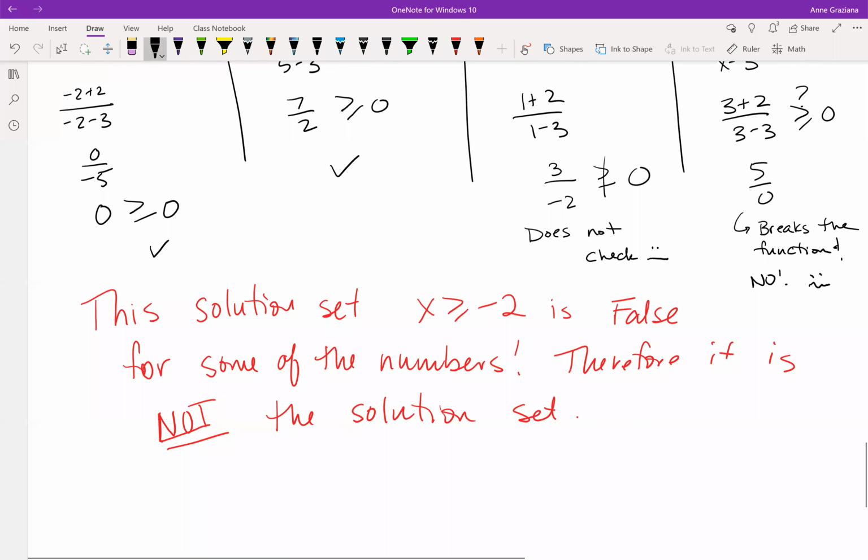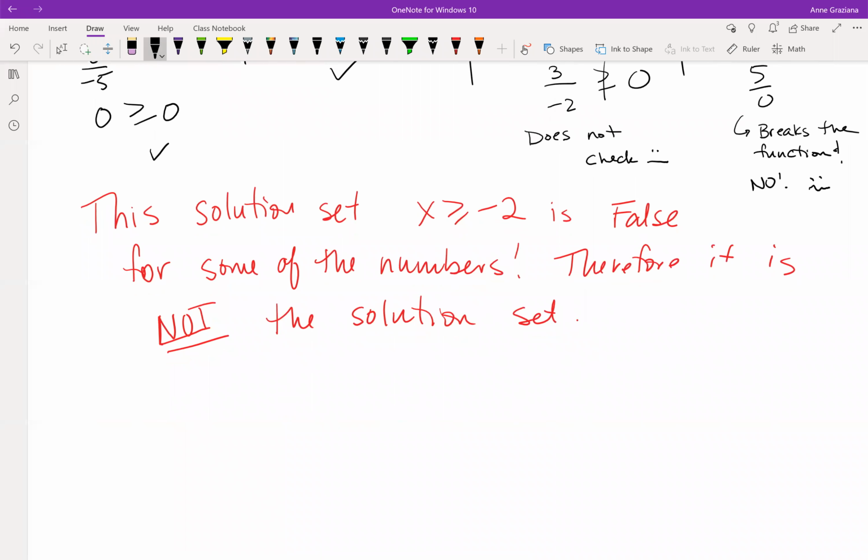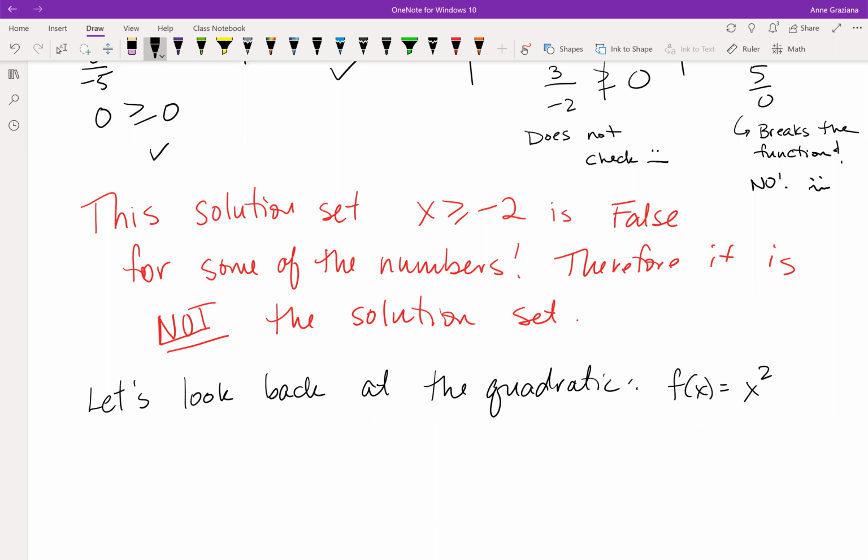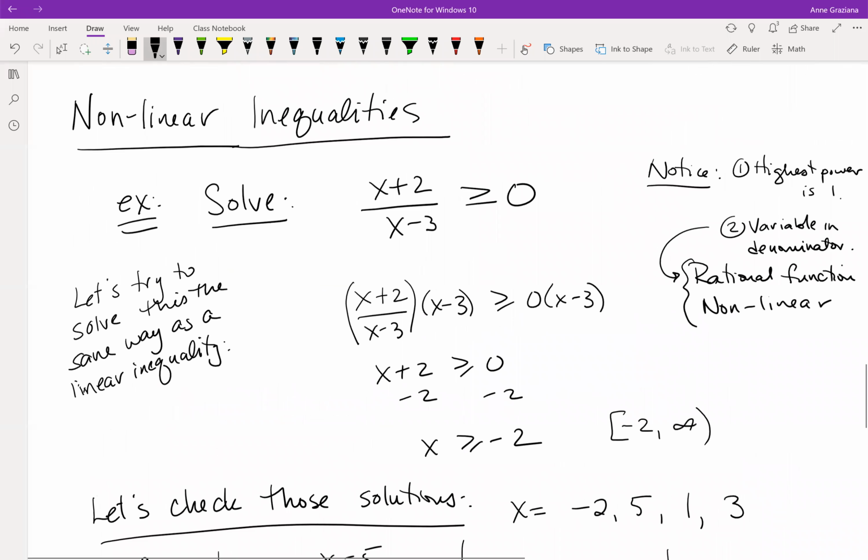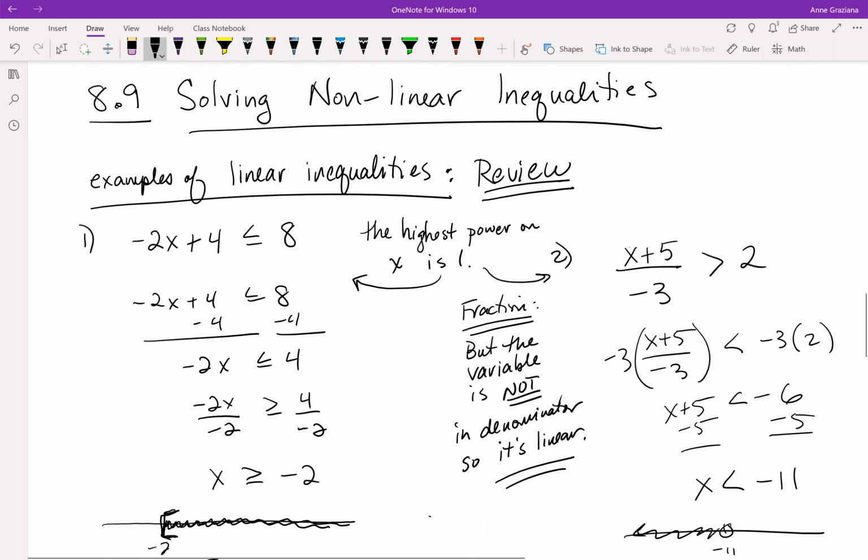Okay, so let's look back at the quadratic that we graphed. f(x) is x squared minus 2x minus 8. And I'm just going to go back and copy my function. I need that graph.